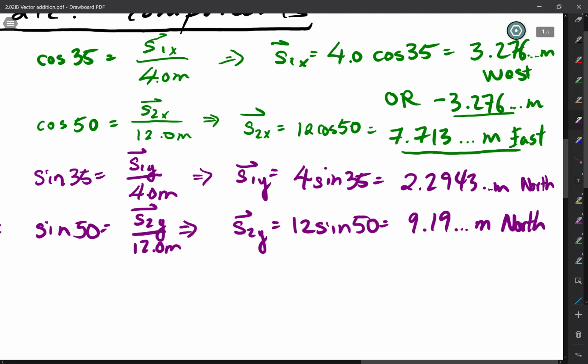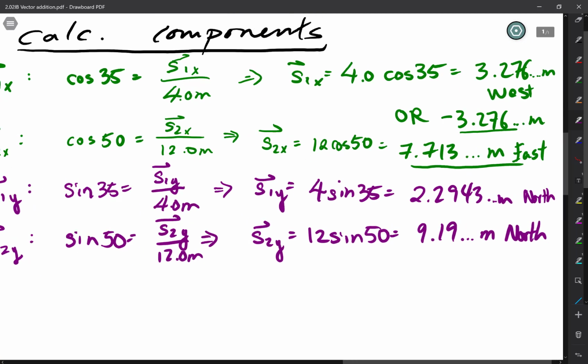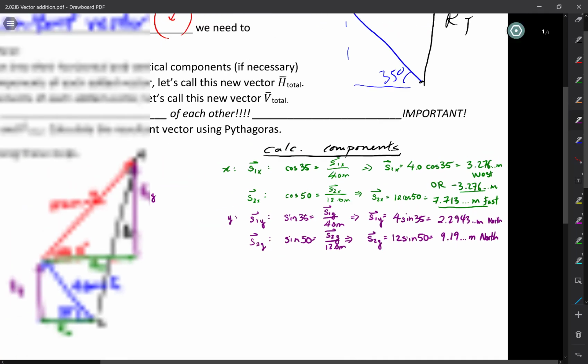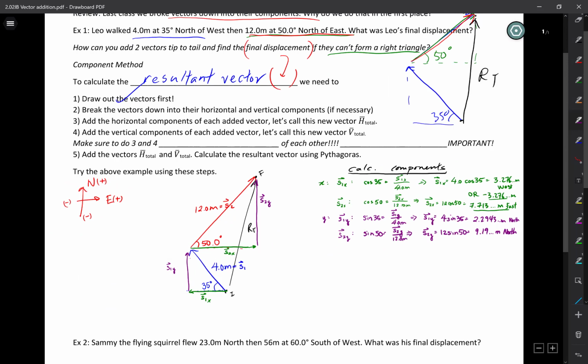Okay, so here it is. These are all my individual components, and as a result, we have done bullet point number 2. So that's vertical, and the green is horizontal.